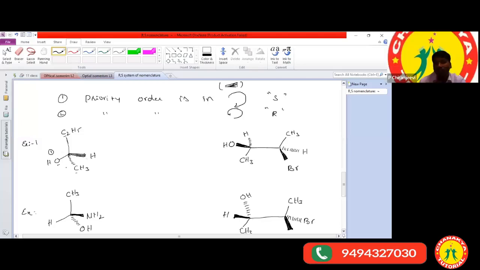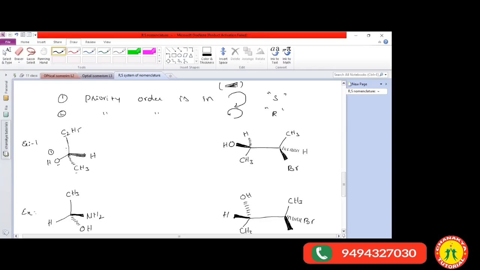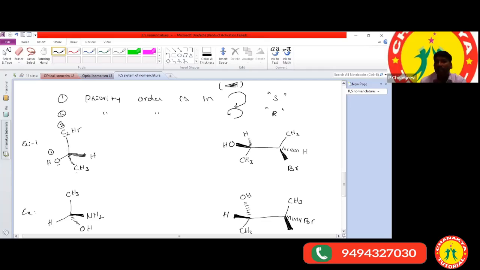Now here a methyl group is there and here an ethyl group is there. Which one can we give the next priority? Ethyl group. We have to give the second priority to the ethyl group. Third priority to the methyl group. And fourth priority to the hydrogen. So now you got the clarity. Now we have given the priority. After giving the priority, first we have to check the least priority group.